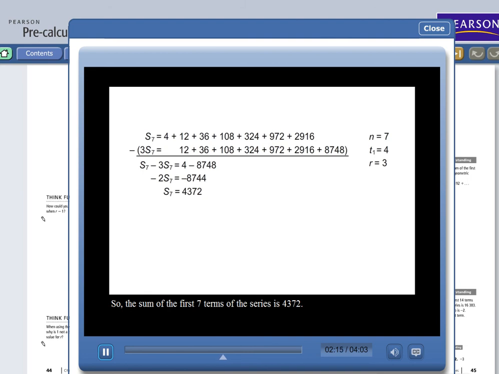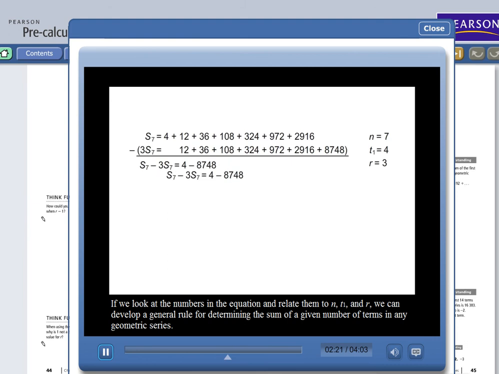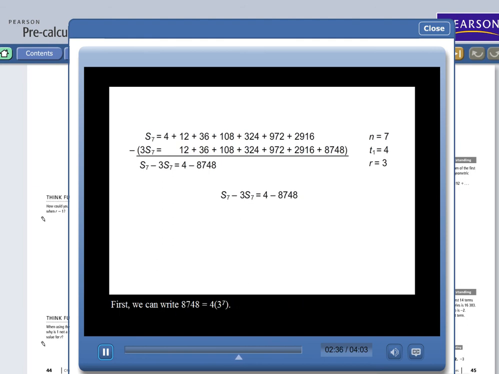So, the sum of the first 7 terms of the series is 4,372. If we look at the numbers in the equation and relate them to n, T1, and R, we can develop a general rule for determining the sum of a given number of terms in any geometric series. First, we can write 8,748 equals 4 times 3 to the power of 7.